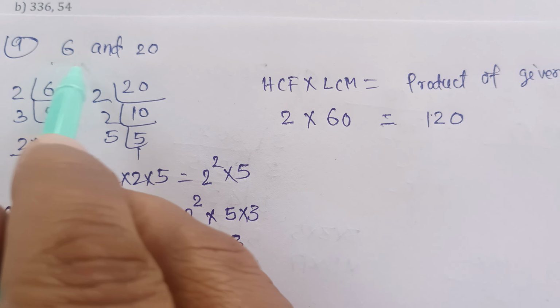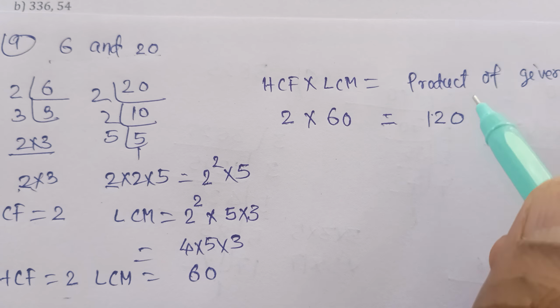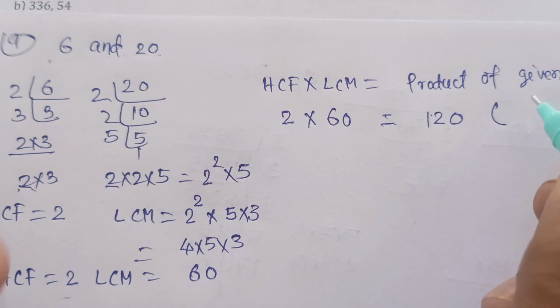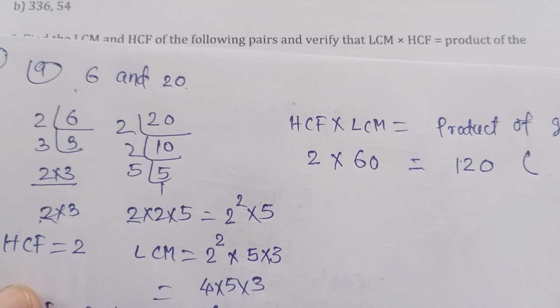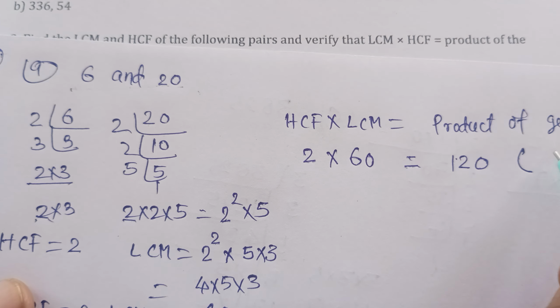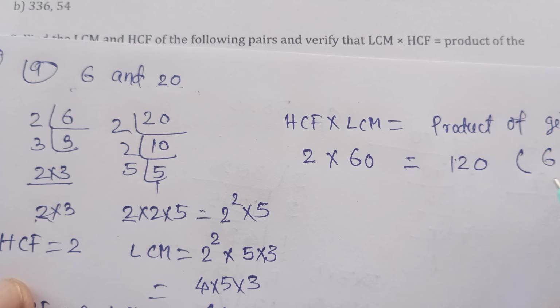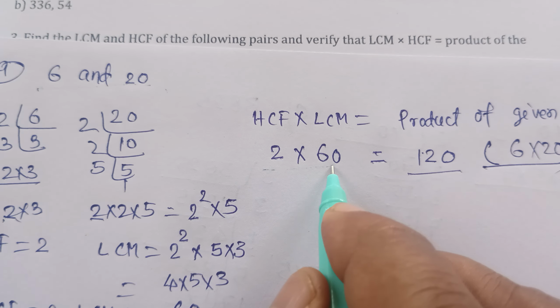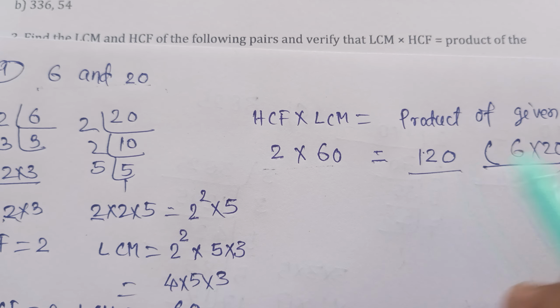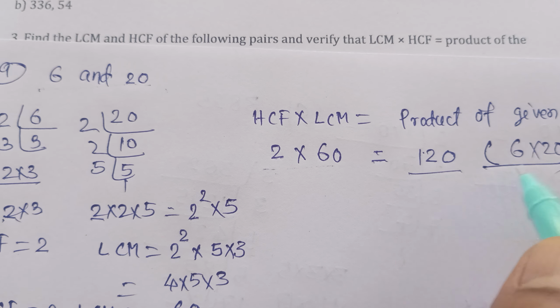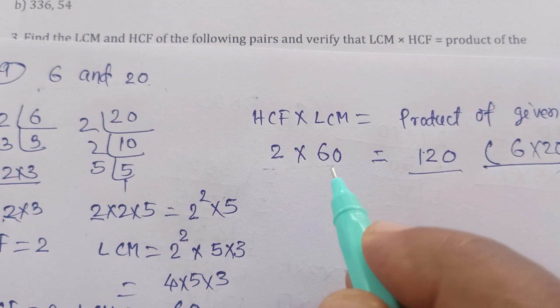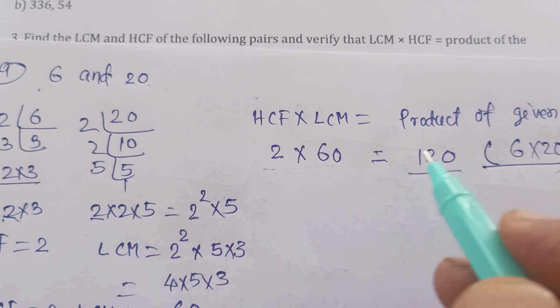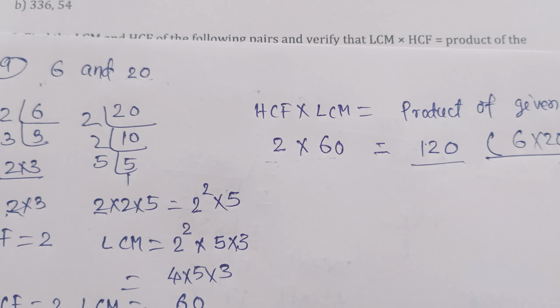What are the two numbers given? 6 and 20. So the two numbers are 6 and 20, and their product is 120. We got HCF into LCM, 2 into 60, as 120, where 2 was the HCF and LCM was 60. So this is verified, and this question is finished.